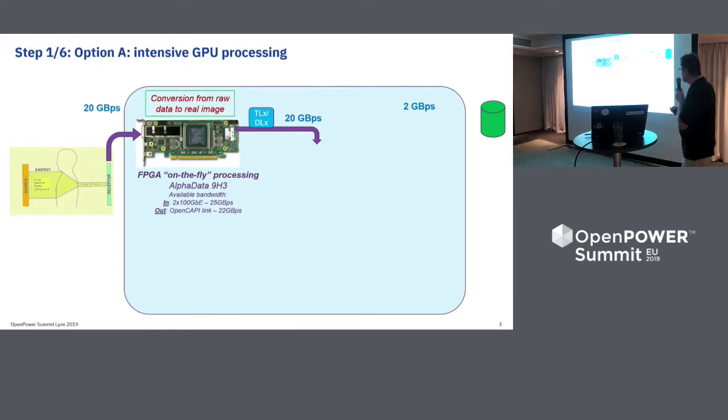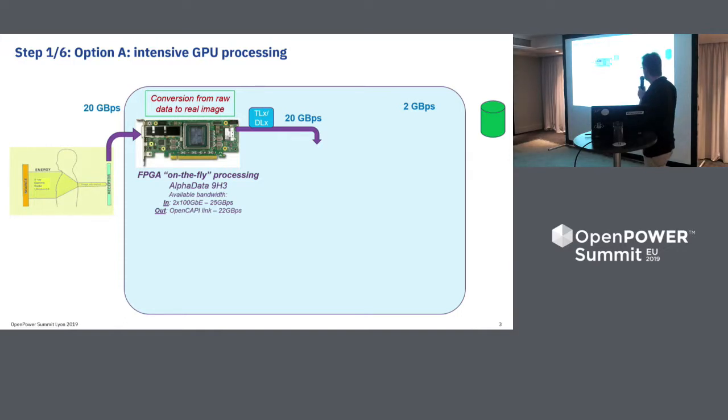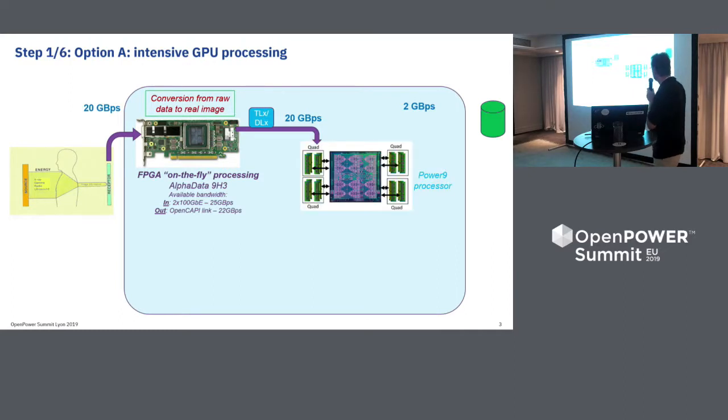It offers 200 gigabit Ethernet stream in, and we can also have 25 in and 22 out to discuss with the CPU or the host memory. So thanks to TLX DLX that we have in the OpenCAPI layer, for the third layer of CAPI, we will be able to communicate very quickly with the host memory and manipulate things directly at the source in the FPGA.